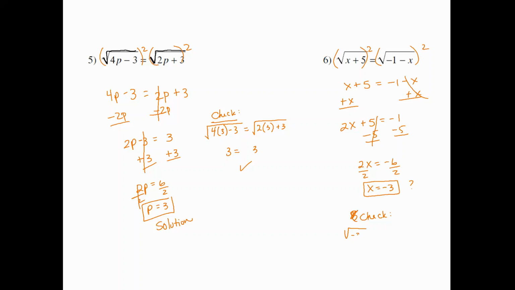Square root of negative 3 plus 5. Does this equal, whoa, you've got to be careful here because this is negative, so it's minus a negative 3. So that's going to make it positive. Minus 3 plus 5 is the square root of 2. And this is the square root of minus 1 plus 3. So, all right, they're the same. You get radical 2 equals radical 2. So since you got an equality, this is a solution.